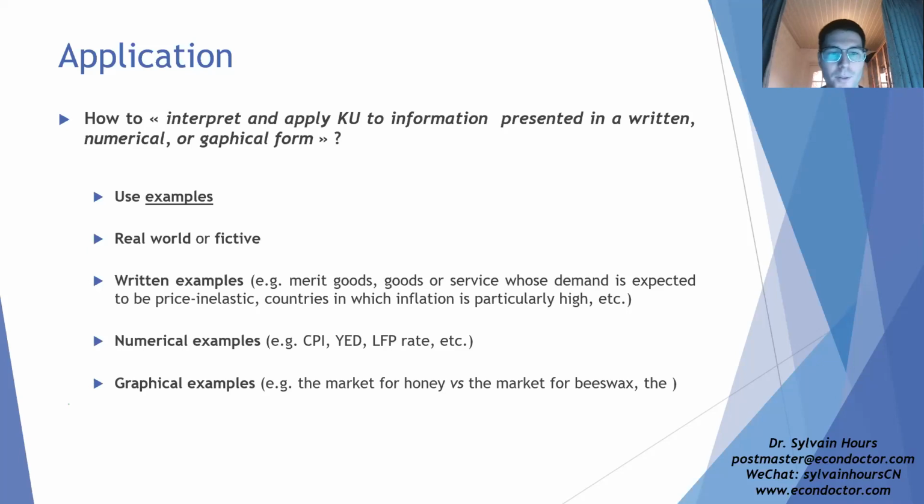So the example that I use here is, for example, the market for honey versus the market for beeswax. So this would be a side-by-side diagram where you would show that these two goods are what we call in joint supply, right?